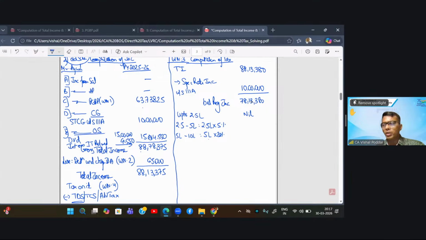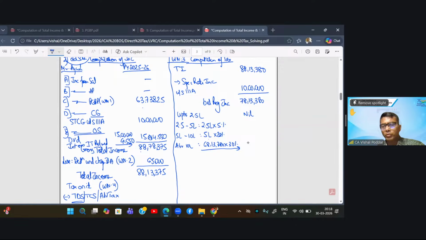And then how much income is left? About 68,13,380 on this 30%. Correct. So how much am I getting? 5% on 2,50,000 comes to 12,500. Then 20% on 5 lakhs is 1 lakh, and then the balance 20,444.